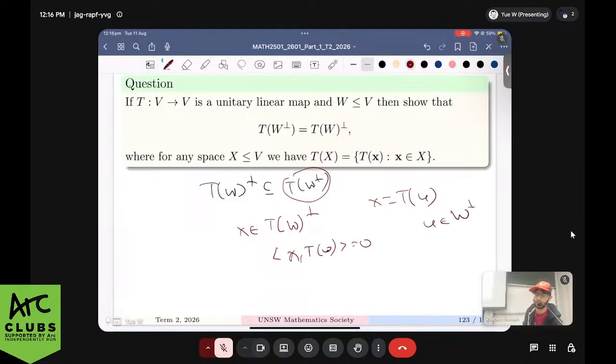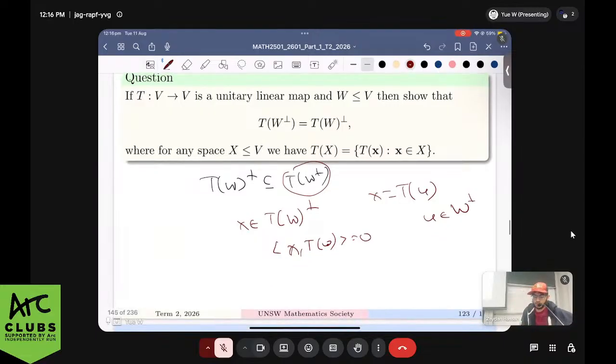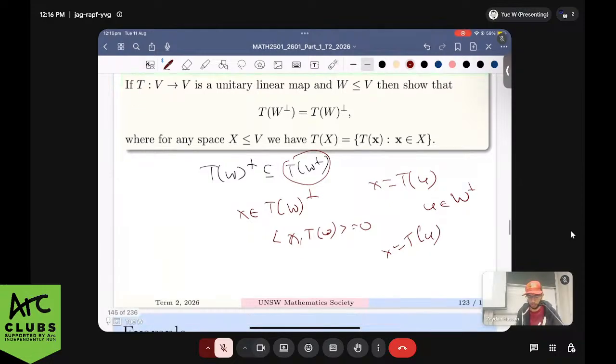First of all, can we even write X as T of something? Well, because T is unitary, it is invertible, so it's surjective, and we can write X as T of U. We just need to explain why U has to be in W perp. Well, this is going to give the inner product of T of U, T of W.